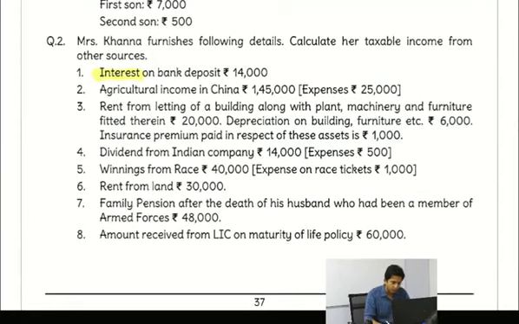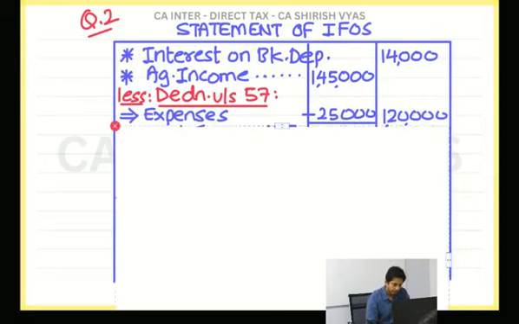Look in the question, what was the amount? Income was 1,45,000 in the inner column, and then less expenses, 25,000. Many students just casually write minus expense. You have to formally write deduction under section 57. So in the outer column, how much do you get? 1,20,000. Done this? Done, na?